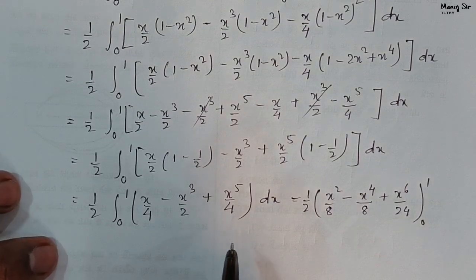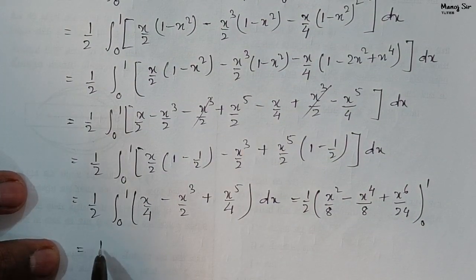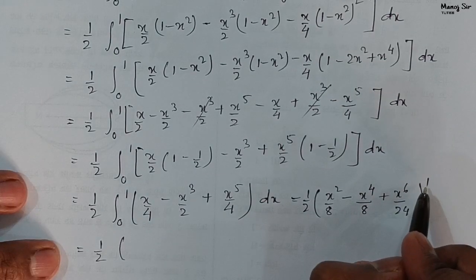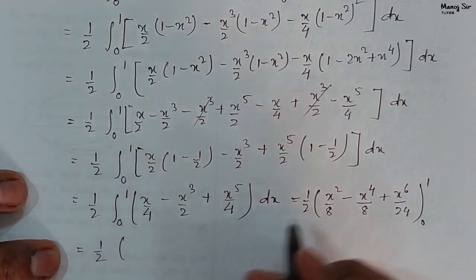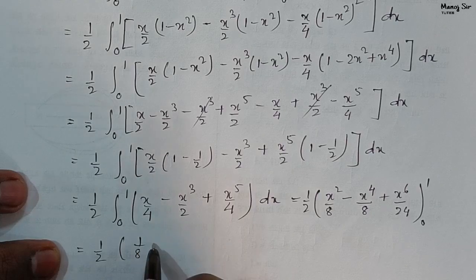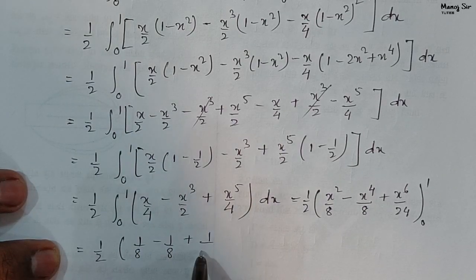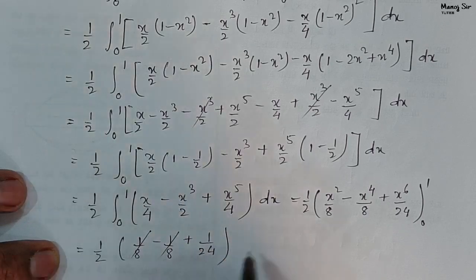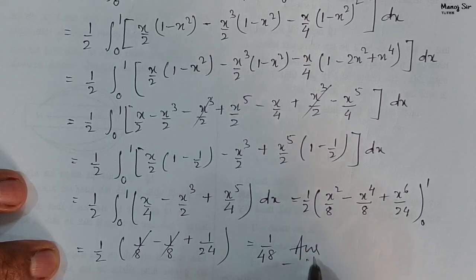Now on putting the limit, the lower limit is 0 so we are ignoring that, we have to put only the upper limit. So this is going to be 1 upon 8 minus 1 upon 8 plus 1 upon 24. So 1 upon 8 and 1 upon 8 will get cancelled. What is left is 1 upon 24. So 1 upon 24 into half will become 1 upon 48, and this is my final answer.